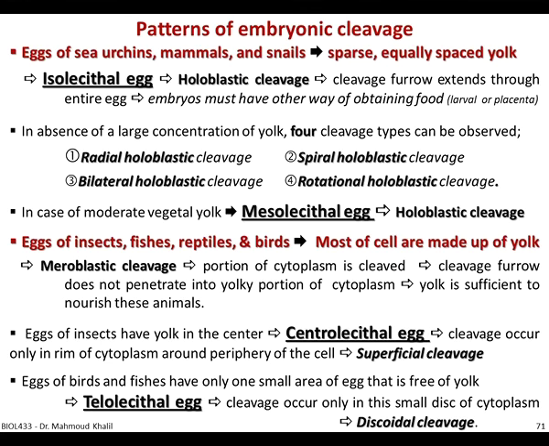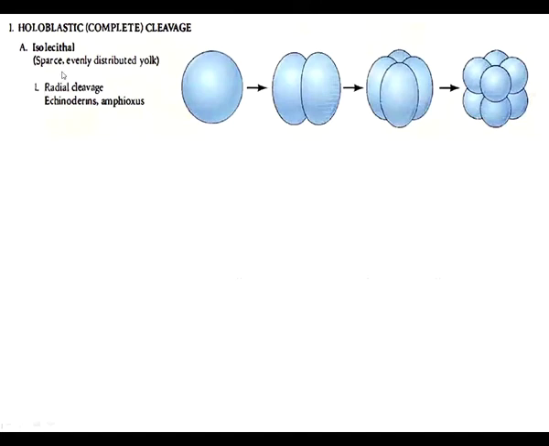So let's talk about the isolecithal egg. As a definition, it has evenly distributed yolk, a very small amount of yolk. The first cleavage is the radial cleavage, and this occurs in 2 types of animals, the echinoderms and the amphioxus. Okay, so you can see this is the egg, complete cleavage, and this explains why it's called holoblastic. You have 2 cell stage, 4 cell stage, and then 8 cell stage. And this is radial cleavage.